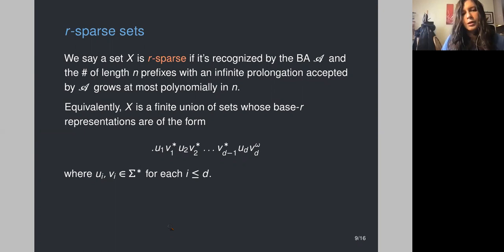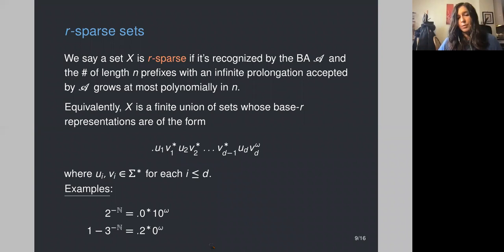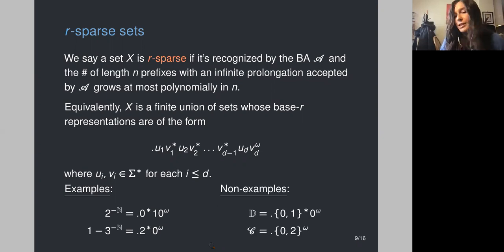As some examples, here are some R-sparse sets. 2 to the minus n, we can write on the alphabet 0, 1 as some number of zeros, 1, and then zeros forever. Similarly, on the alphabet 0, 1, 2 in ternary, the set 1 minus 3 to the minus n is some number of twos followed by zeros forever. Non-examples include the restricted dyadic rationals, where the prefixes grow exponentially. Similarly with the ternary Cantor set, for Sigma equal to 0, 1, 2, the prefixes also grow exponentially. So those are not R-sparse for R equal to 2 or 3.